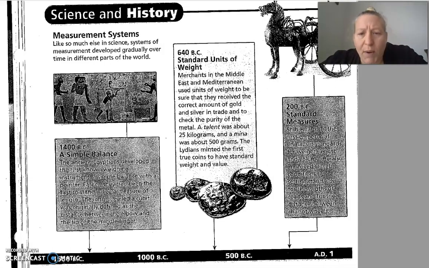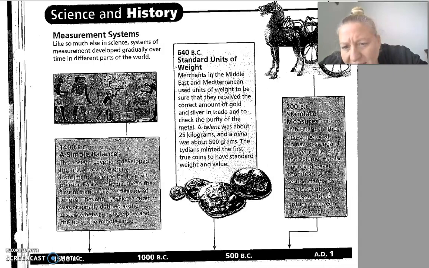Standard units of weight in 640 BC. Merchants in the Middle East and Mediterranean used units of weight to be sure that they received the correct amount of gold and silver in trade and to check the purity of metal. A talent was about 25 kilograms and a mina was about 500 grams. The Lydians minted the first true coins to have standard weight and value.